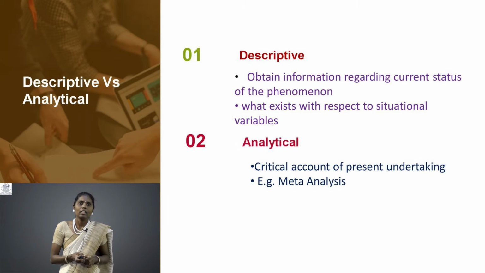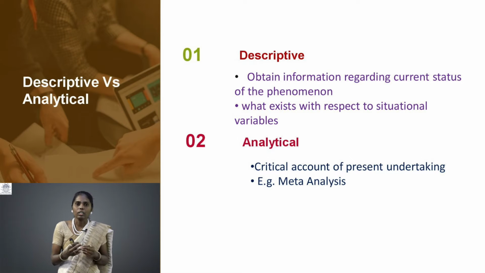So, then the next classification is descriptive versus analytical. Descriptive is studying the status quo. It obtains information regarding the current status of the phenomenon, what exists with respect to situational variables. For example, a researcher is going to a village and studying the organic farming done by a farmer, or different types of farmers.